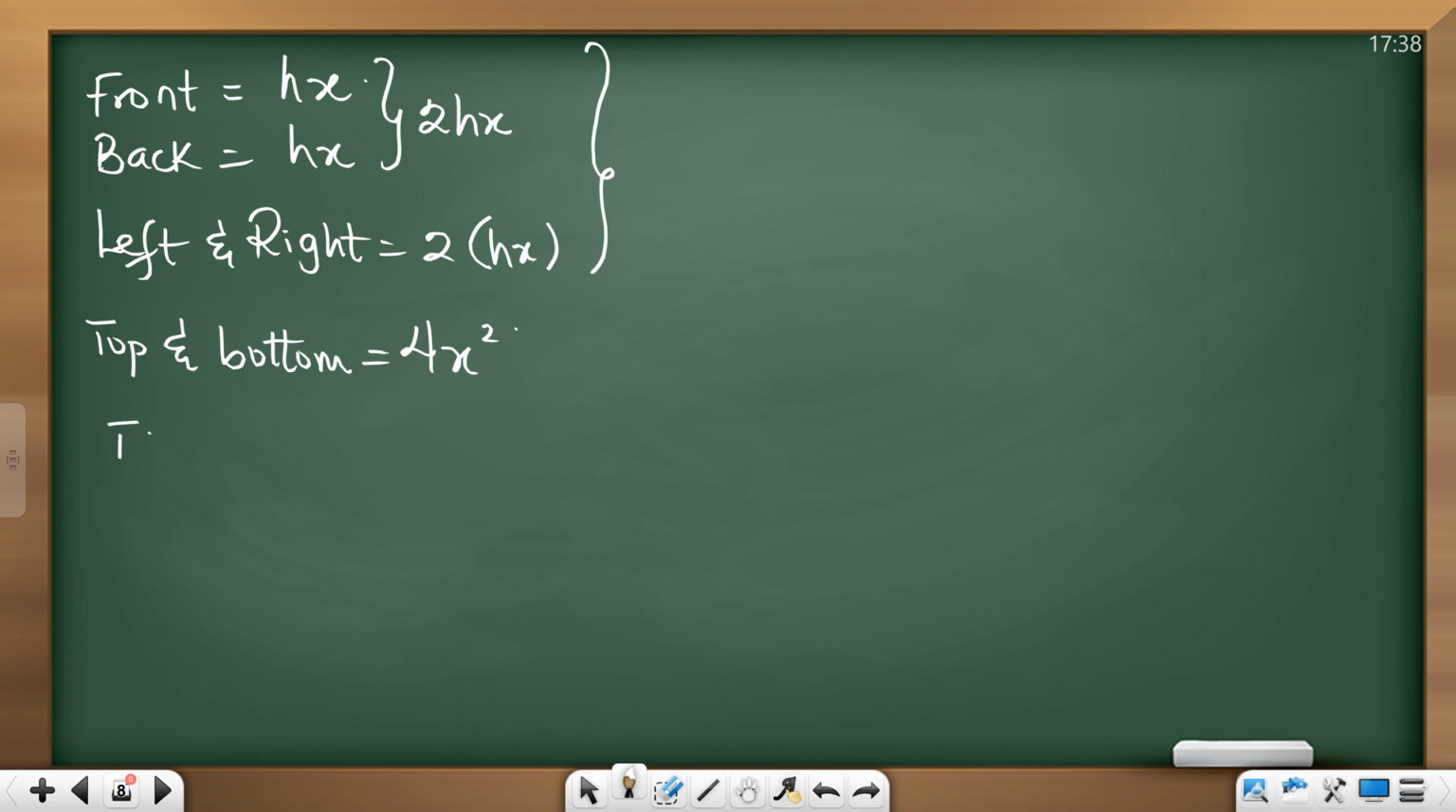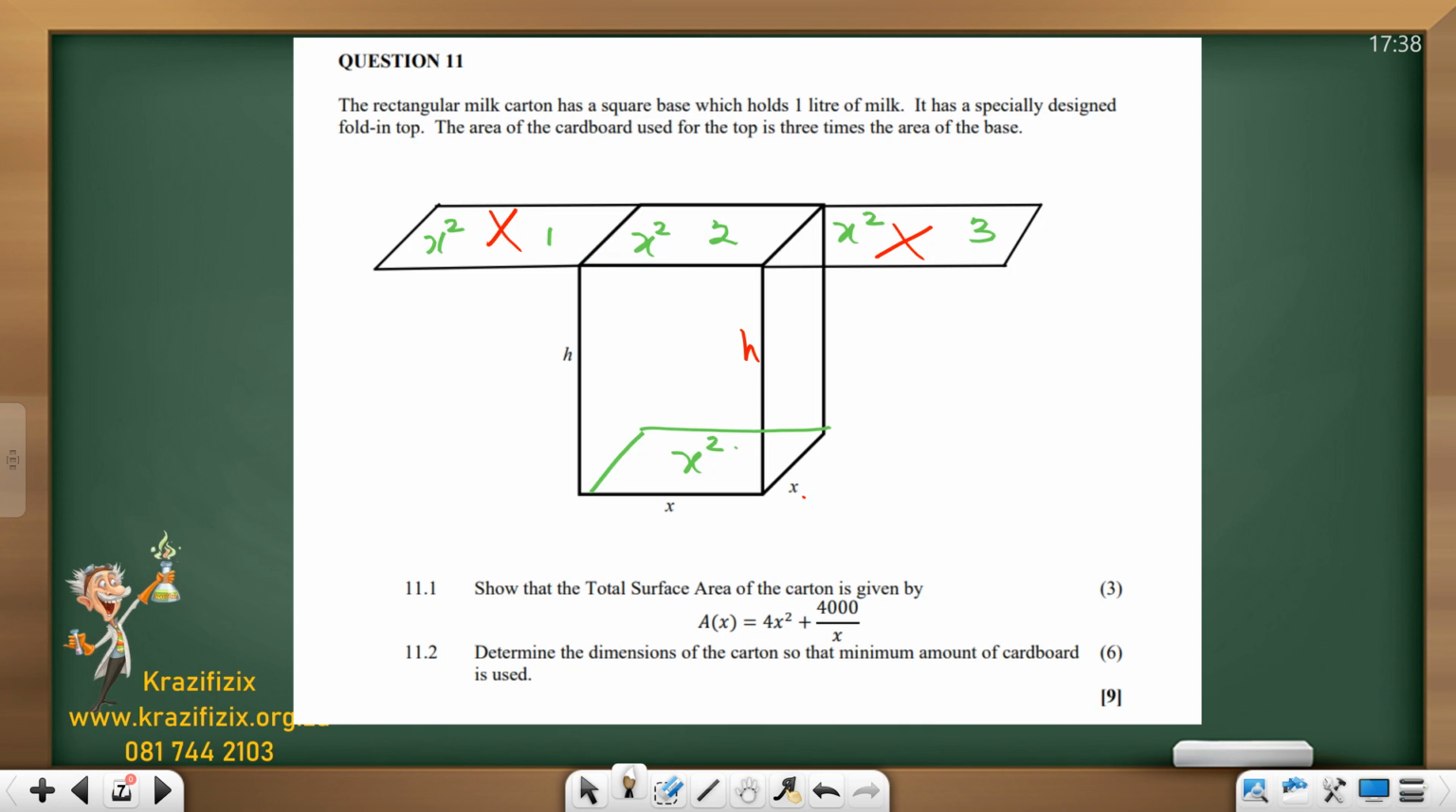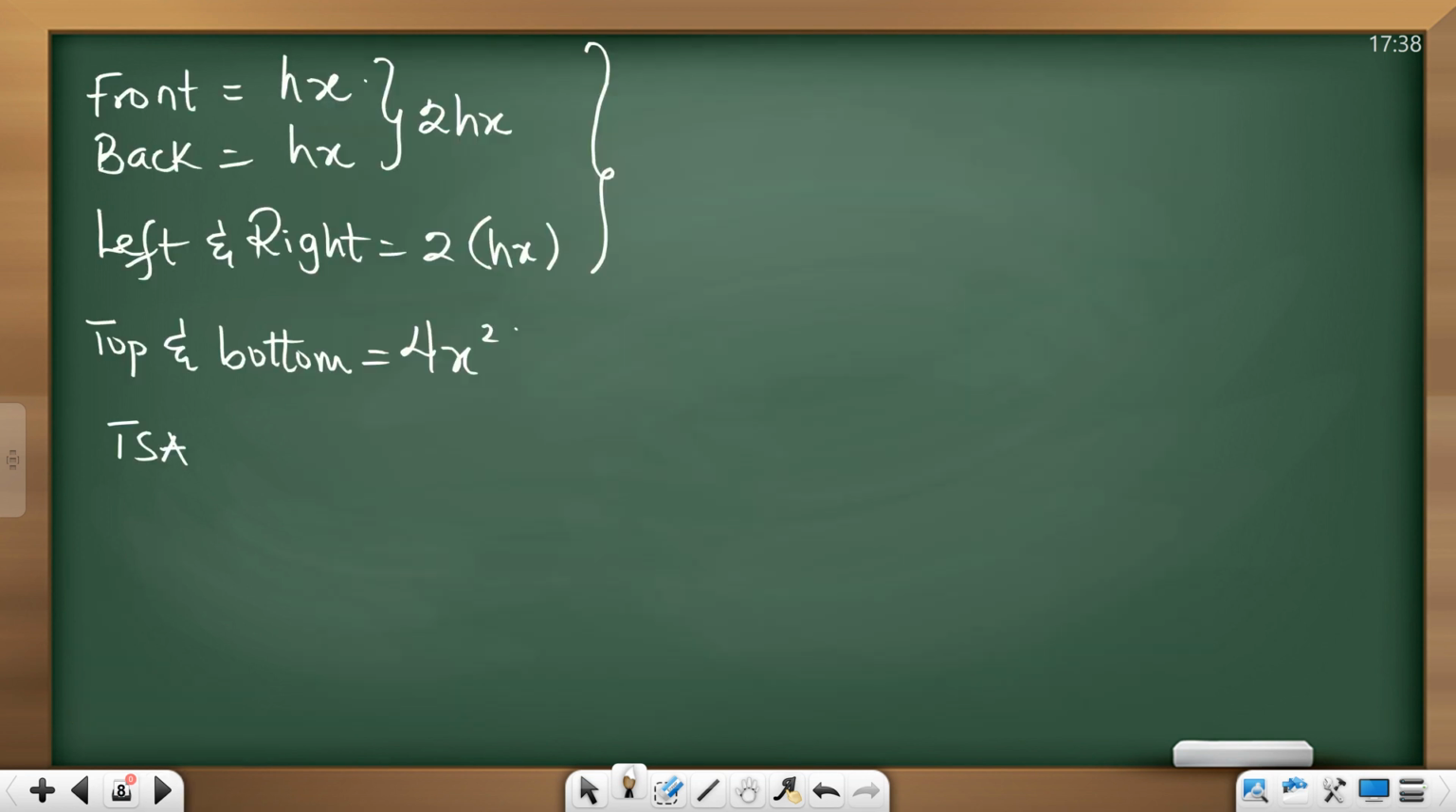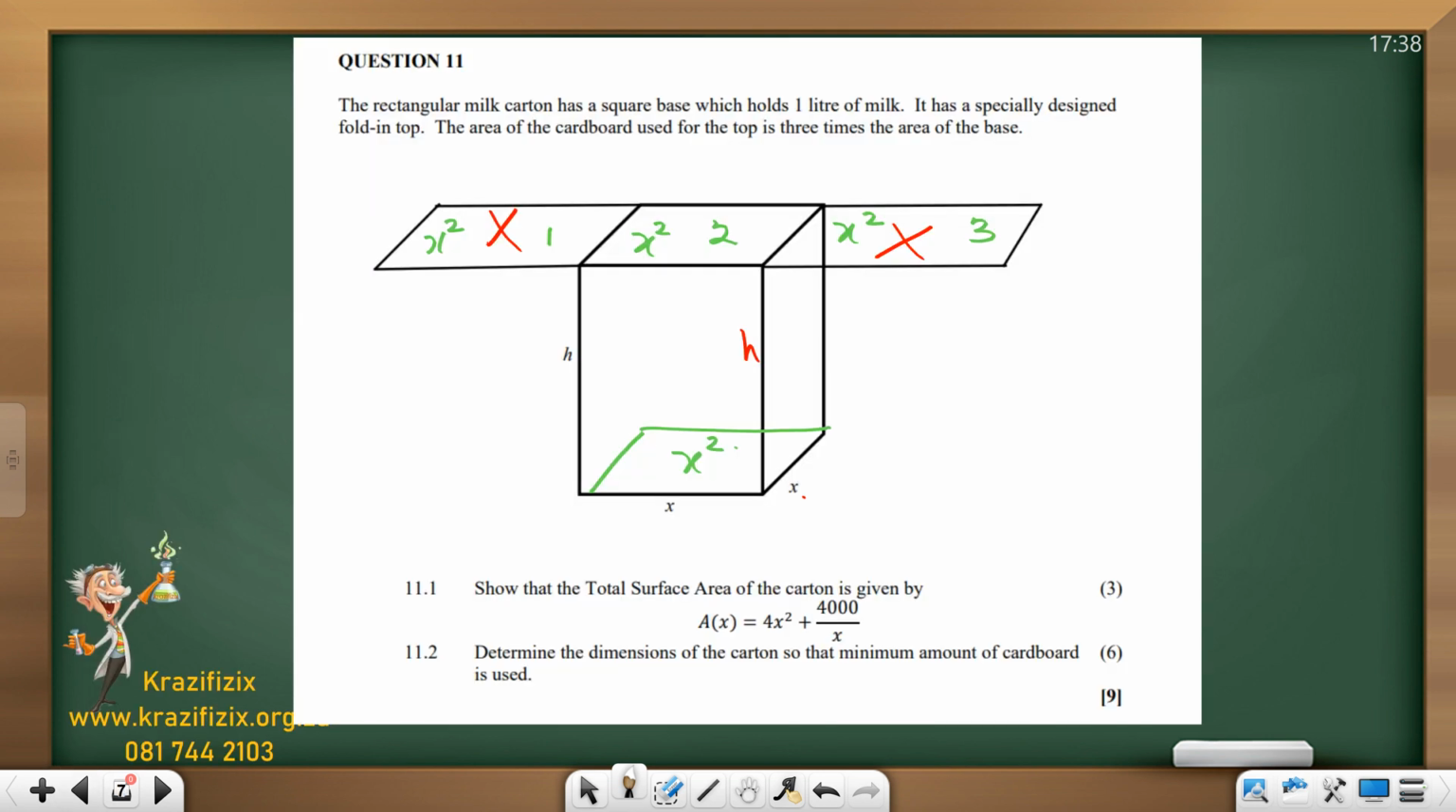Now, what is the total? We call it TSA. The total surface area of the carton can be written as 4x squared plus, we are adding those two, right? 4hx. But notice, always look at the formula. There's no h here. Therefore, we need to find h.